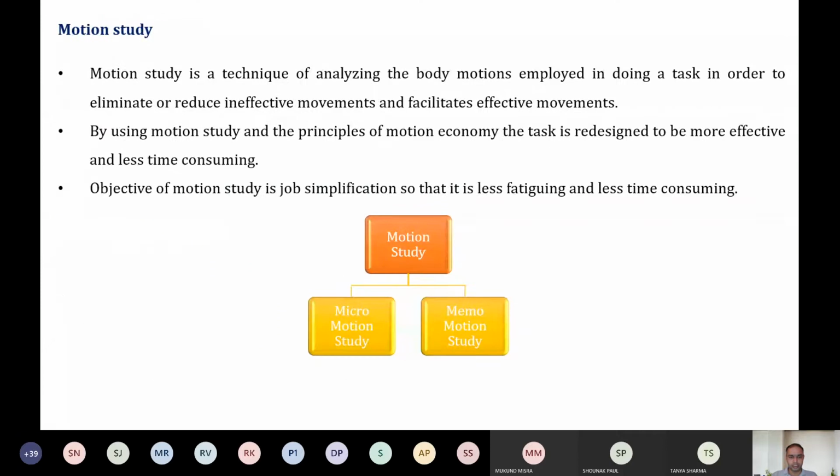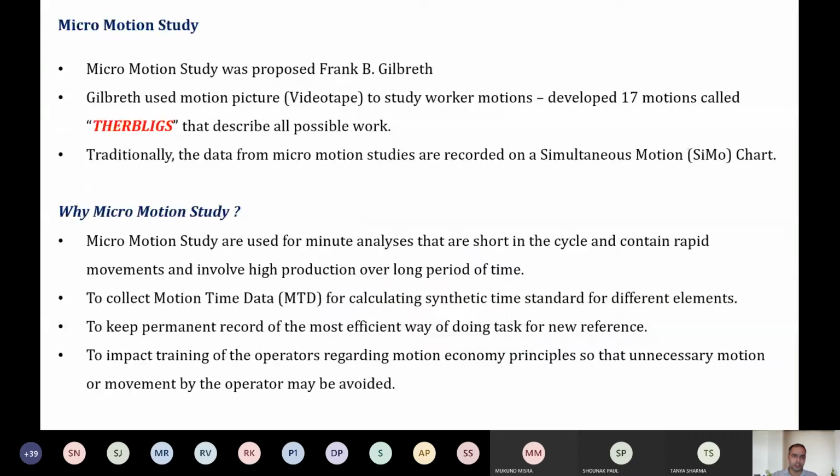There are two things I told you in motion studies: one is micro motion, another one is macro motion or memo motion. The first is called the micro motion study. This was proposed by Frank Gilbreth. What he did is videotape the way the workers work, and he classified the workers' motions into 17 types. These 17 types are called therbligs. So he named the motions therbligs. There are 17 motions by which the workers' movement can be classified.